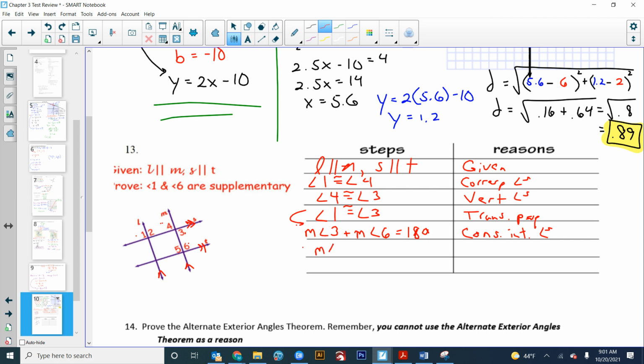What Ella's saying is measure of angle 1 equals measure of angle 3. Definition of congruent angles. And again, why do we have to put measures? Because it's not the physical angle, it's the measure of the angle, and that's allowed to be substituted into an equation. So we want to have measure of angle 1 plus measure of angle 6 equals 180 by substitution.